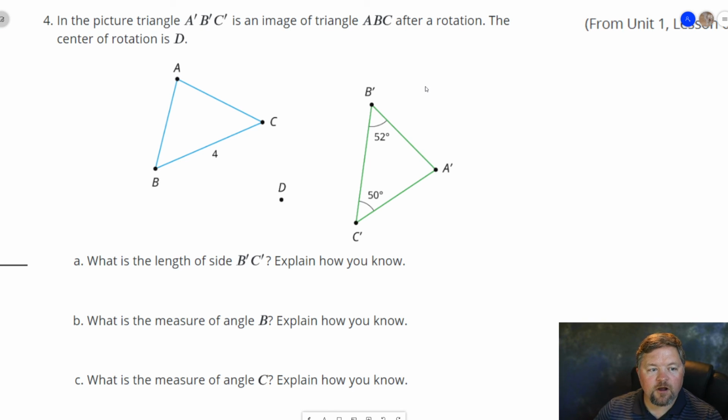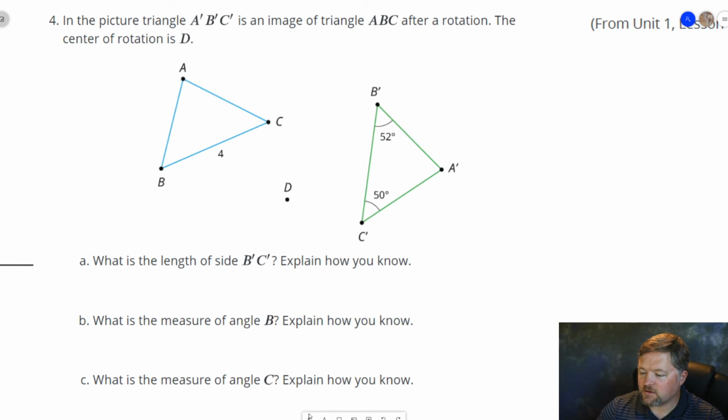In the picture, triangle A prime, B prime, C prime is an image of triangle ABC after a rotation. The center of rotation is point D. So this figure and this figure are just a rotation. From here to here was a rotation. What's the side length of side B prime, C prime? Well, if we know that this was 4 units, this also has to be 4 units. Because rotating a figure doesn't stretch it, it doesn't shrink it. It is a rigid transformation. Any measurements over here have to be the same over here.